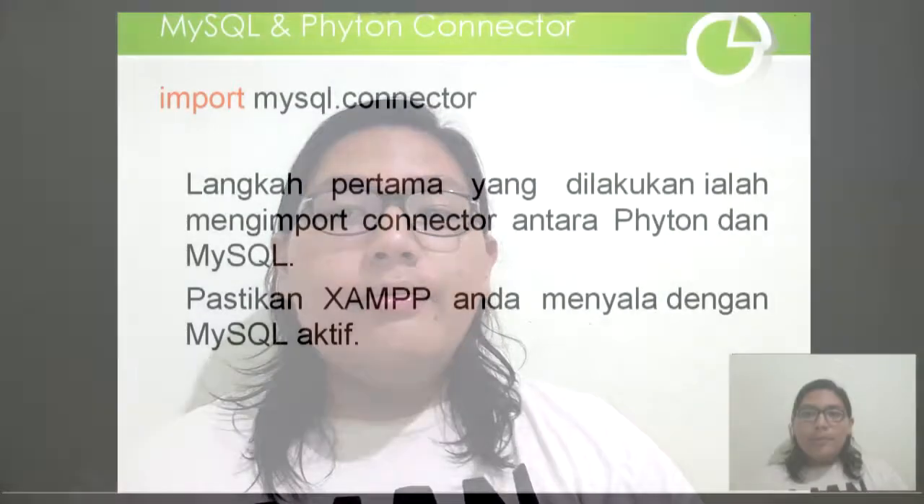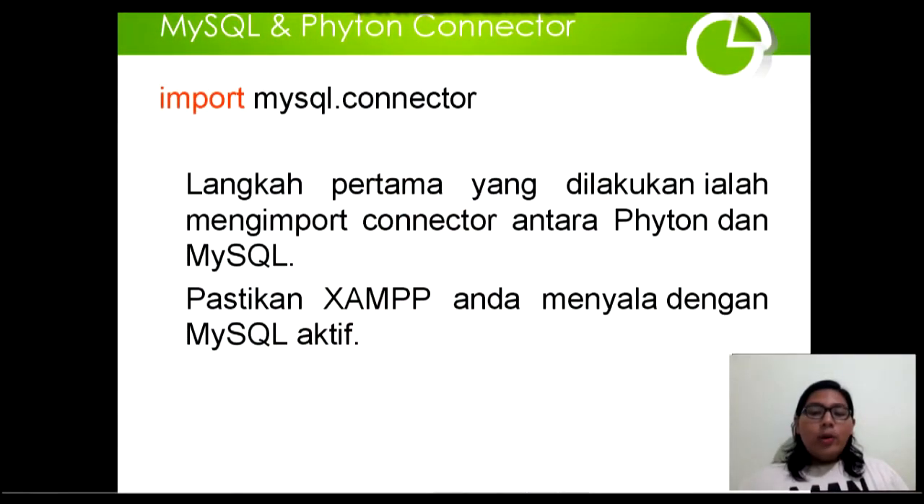After we're done with designing the database, then we can proceed to the next step, connecting MySQL with Python. First, we're gonna need to import the connector between Python and MySQL. Make sure your XAMPP is on with active MySQL. Open your Python and type the syntax import mysql.connector. It is important because it's the bridge between MySQL and Python.